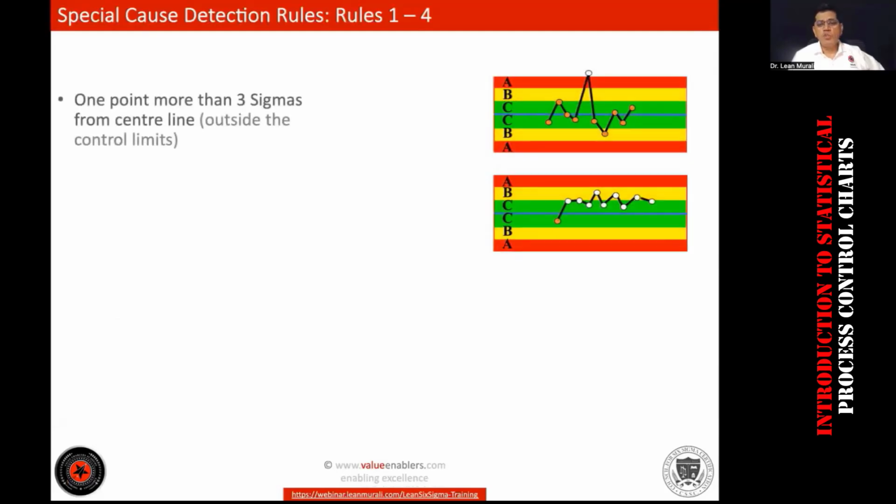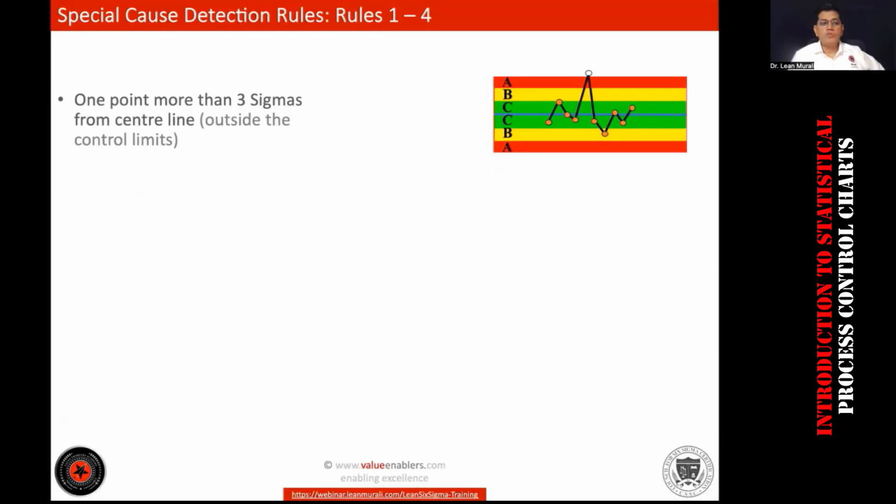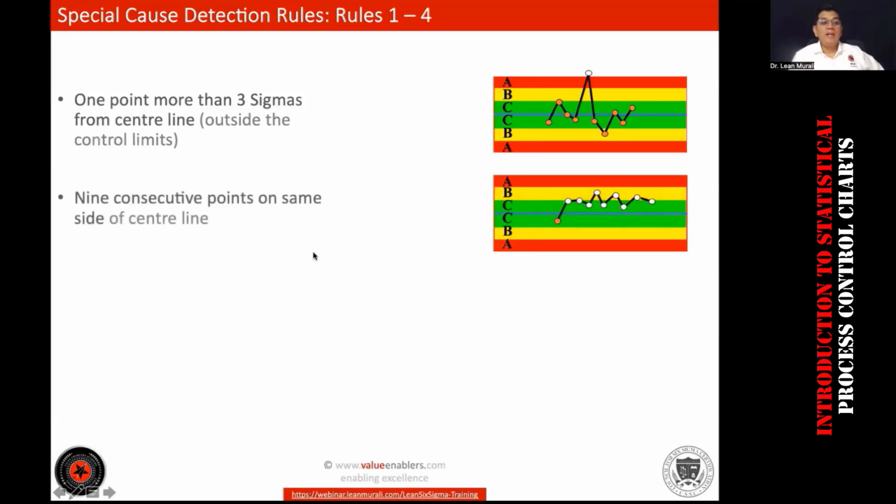So there are some rules that we need to follow. Let me first explain those rules. The first rule: 3 sigmas from the center line, outside the control limit. If a point is above the upper control limit or below the lower control limit, that means it's a special cause. Apart from that, 9 consecutive points on the same side of the center line. You see 1, 2, 3, 4, 5, 6, 7, 8, 9. That is also a special cause.